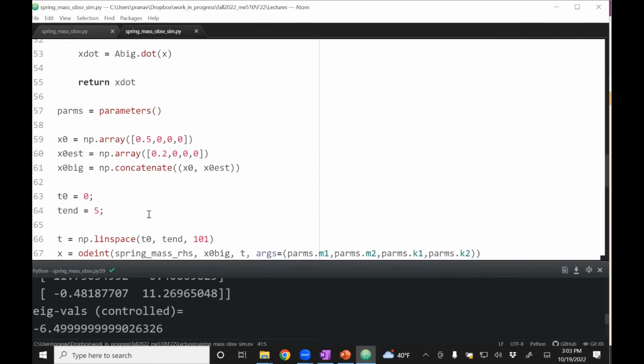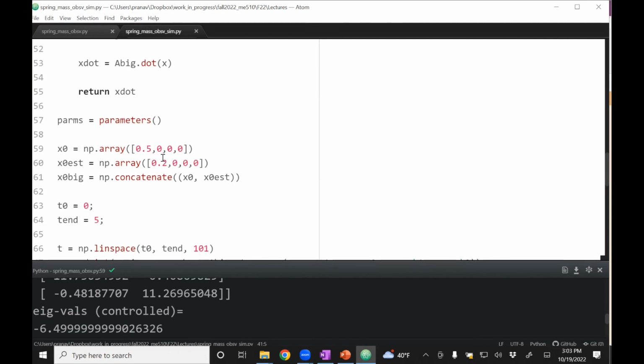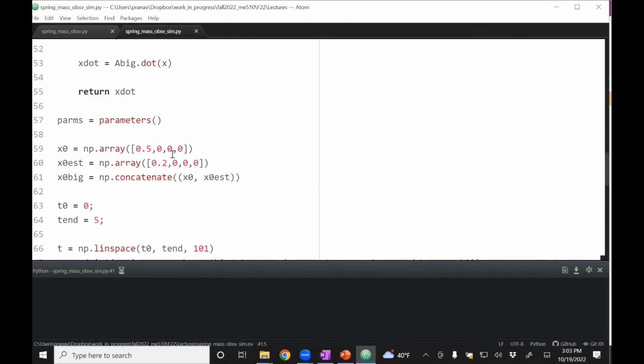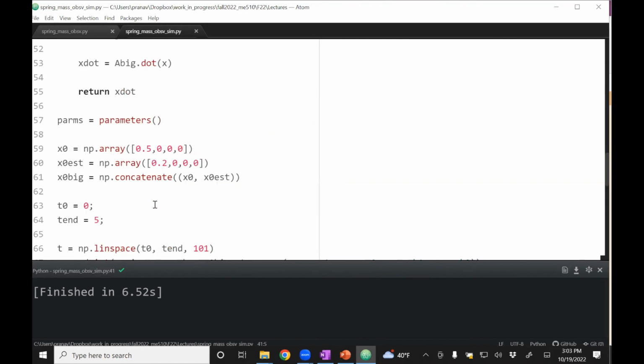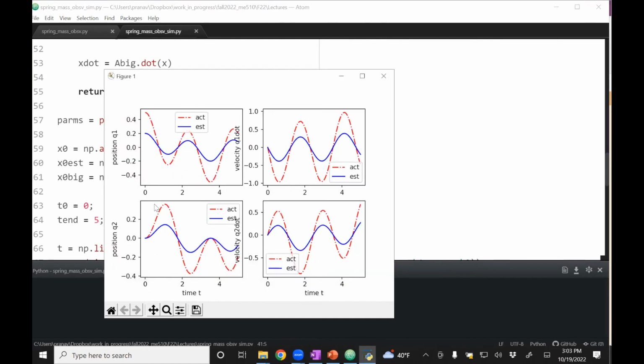Then I set the initial condition to be 0.5. So I take one of the masses and move it by 0.5. But for the other one, I have an estimation error, so it's not 0.5, it's 0.2. Now what will happen is it will try to estimate the state based on that information using no observer, just the integration example I talked about. And you can see it's way off. The red is true and the blue is the estimate. So the estimates are way, way off. The red is not lining up with the blue.